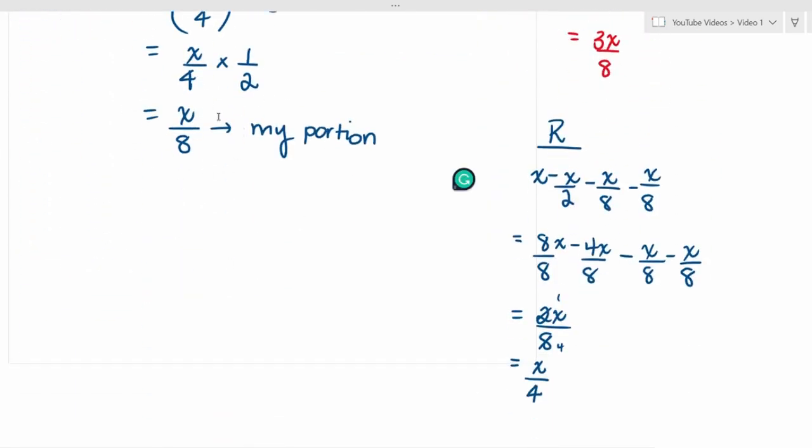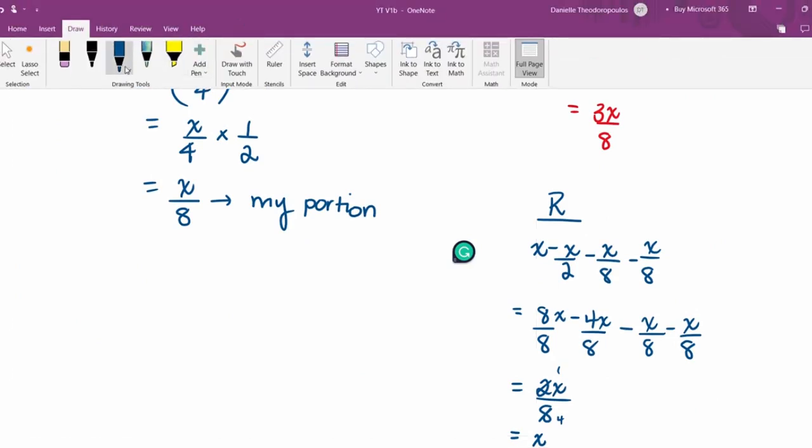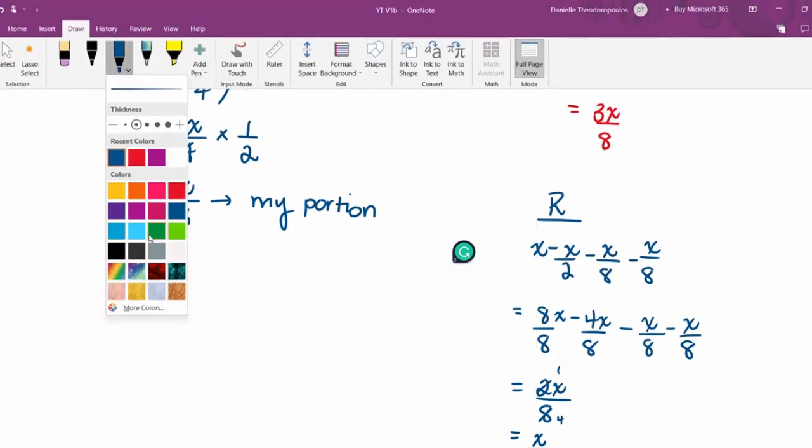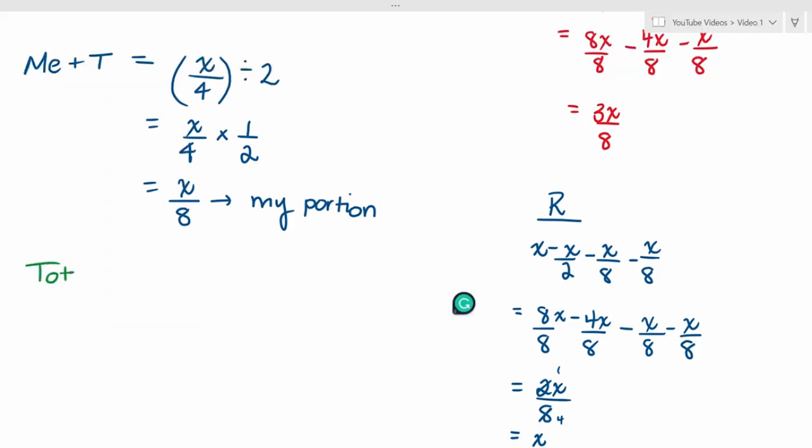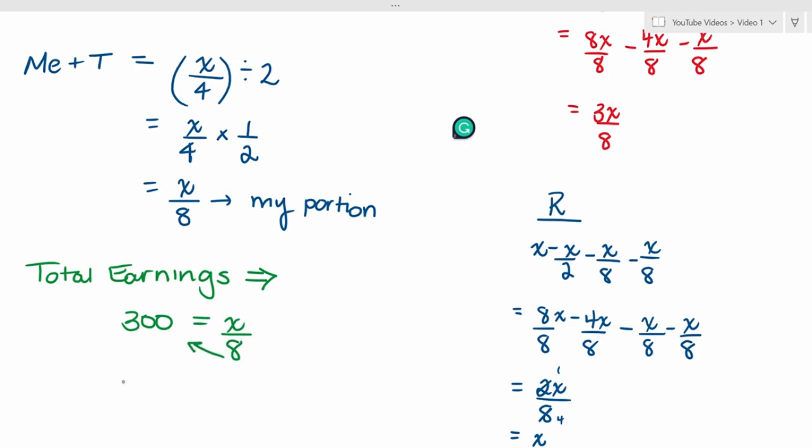So if my portion is x over 8, let's jazz it up with another color here. Let's go green. Green for money. The total earnings then can be found because we know that I made $300 and my portion is x over 8. x is the total earnings. So if I cross multiply this, I get 2,400, that's what x is equal to. So therefore, total earnings is $2,400.